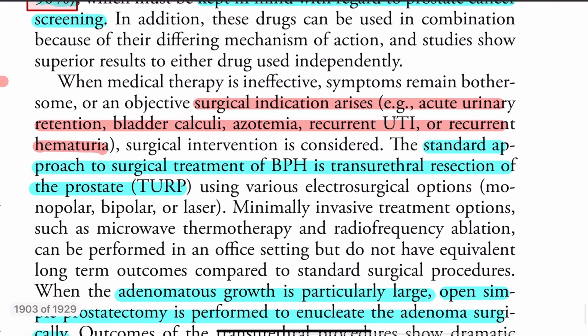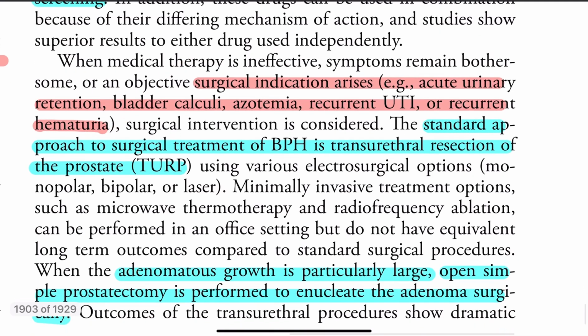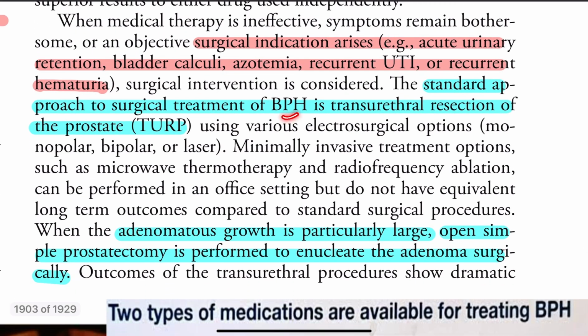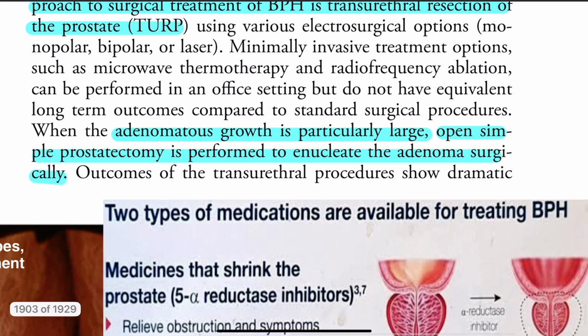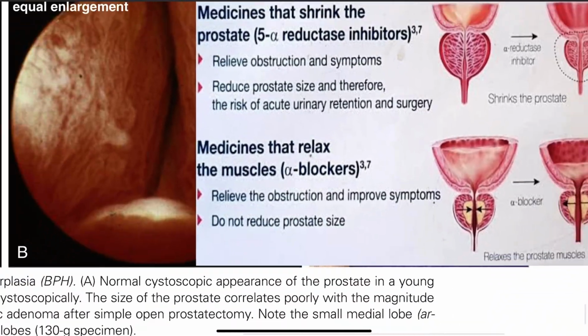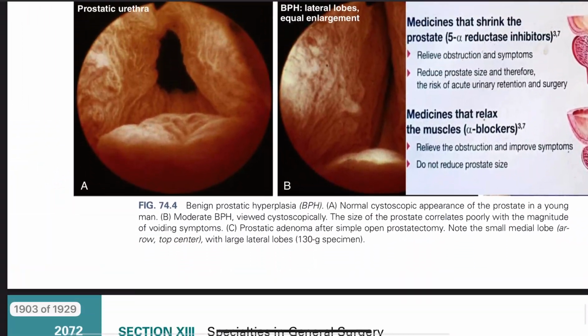Surgical indications are acute urinary retention, bladder calculi, azotemia, recurrent UTI, or recurrent hematuria. The standard approach for surgical treatment of BPH is TURP, transurethral resection of the prostate. If the adenomatous growth is particularly large, you should do open simple prostatectomy, to surgically enucleate the adenoma. And this is the picture of BPH.